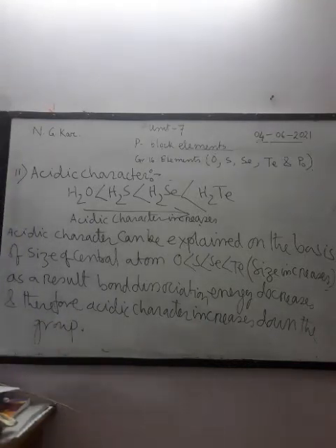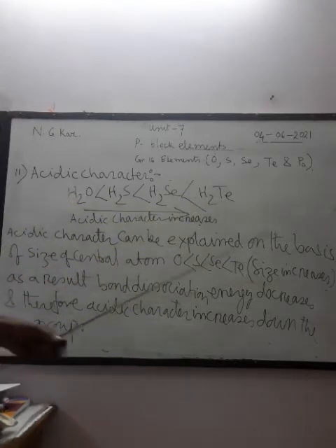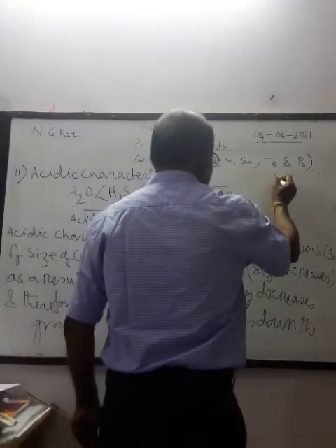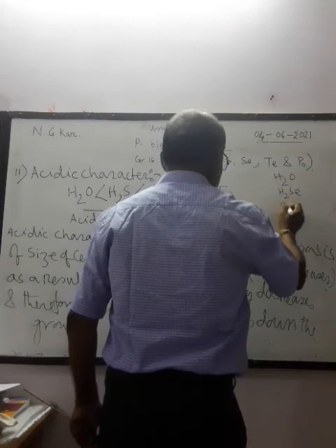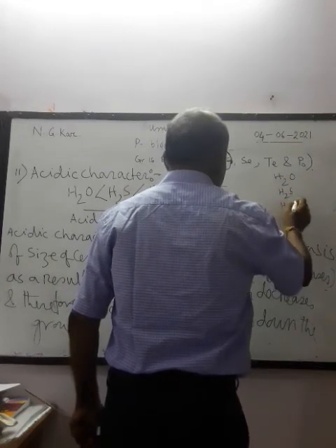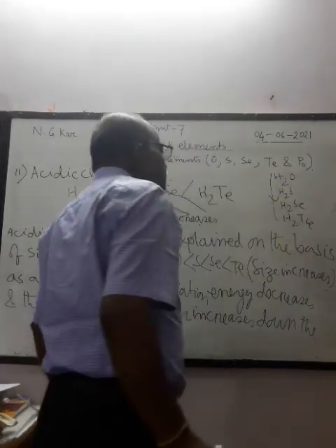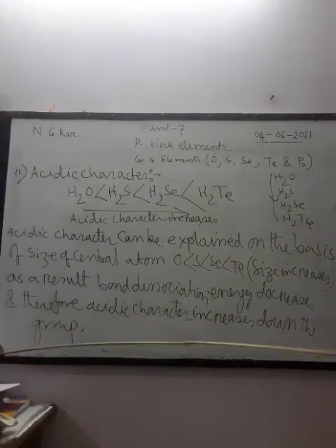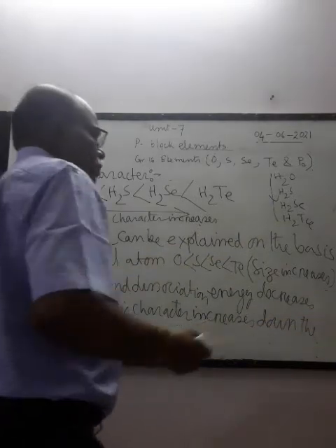So next we consider acidic character of hydrides of group 16. So this is the order of acidic character. The most acidic is H2Te and the least acidic is H2O. So acidic character increases down the group. So this one is least acidic and this one is most acidic.